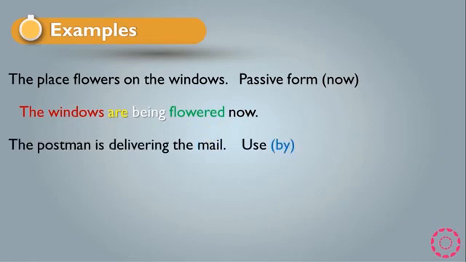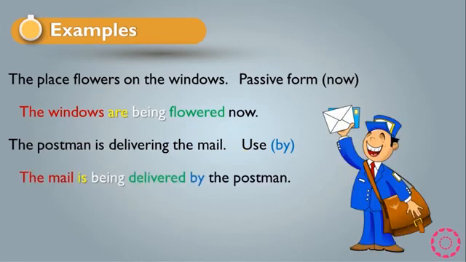Another one: the postman is delivering the mail. Also, we know that it is present continuous because there is the verb to be in the sentence and verb ing added to the verb. And it's asked to use by. So it became like that: The mail is being delivered by the postman. The mail, which is the object, is being delivered by the postman.